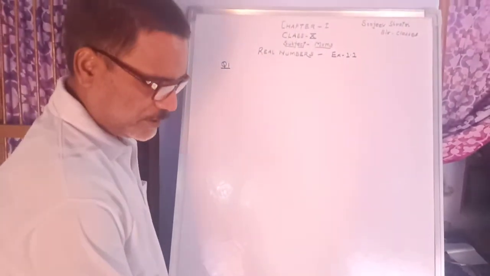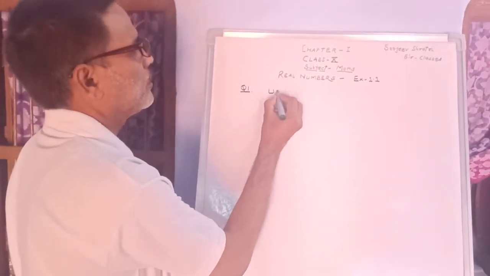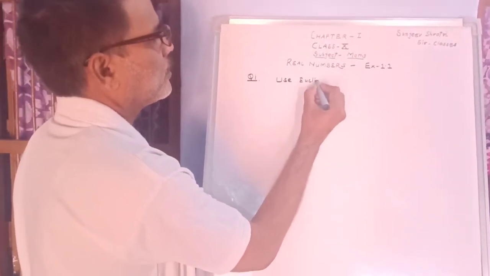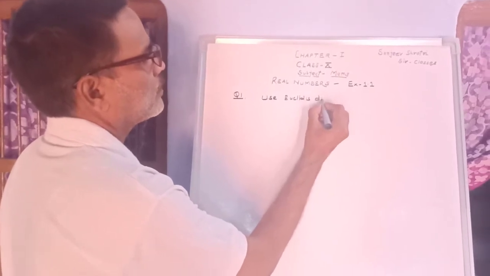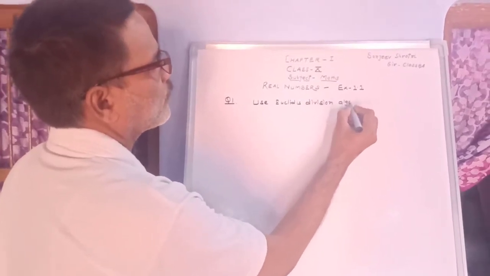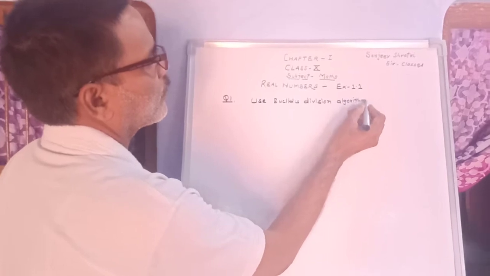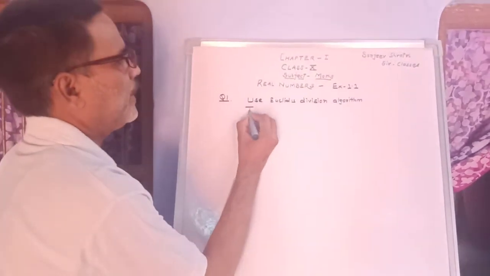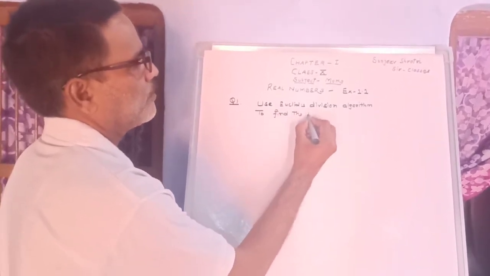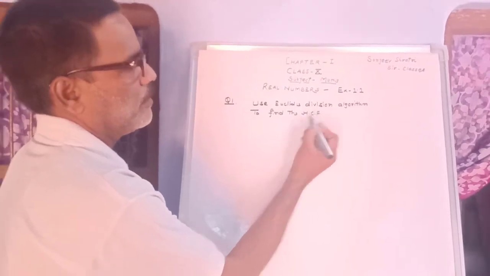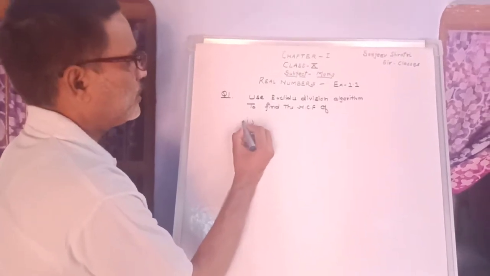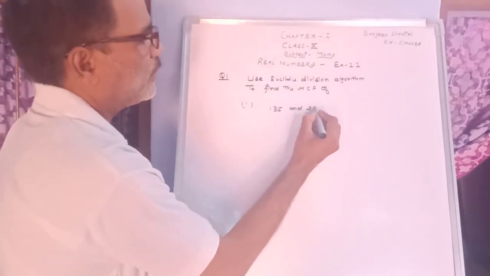Question 1: Use Euclid's division algorithm to find the HCF of the first part, which is 225.